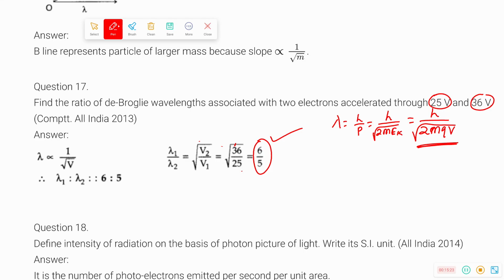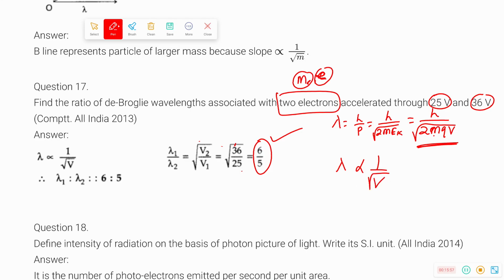So, ratio of de Broglie wavelengths of two accelerated electrons. When they say two electrons, that means mass and charge will be the same. Both are the same electron, so electron mass and charge will be the same. Actually we know the electron charge is minus e, but you always write e. So both are the same. As mass and charge are the same, lambda is inversely proportional to root V.